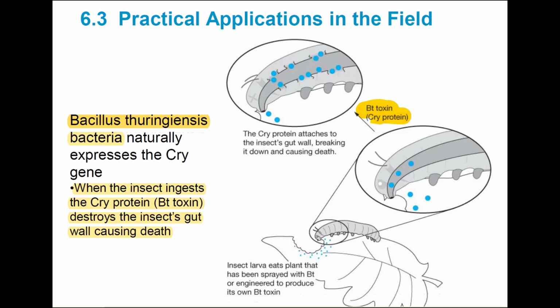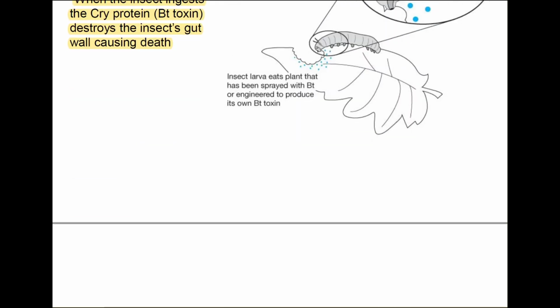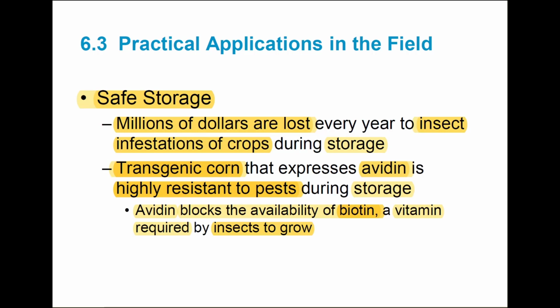Safe storage. Millions of dollars are lost every year to insect infestation of crops during storage. Transgenic corn that expresses avidin is highly resistant to pests in storage. Avidin blocks availability of biotin, a vitamin required by insects to grow.